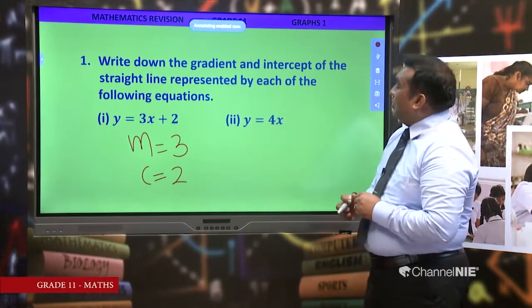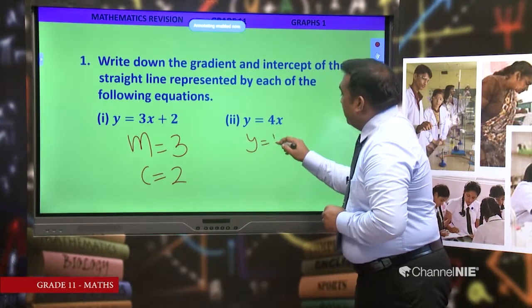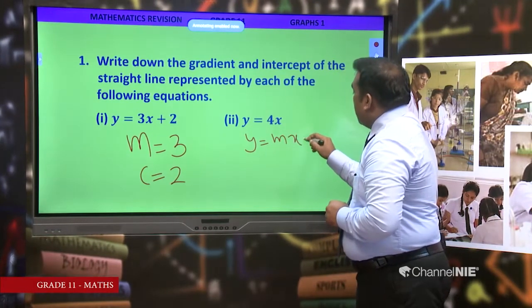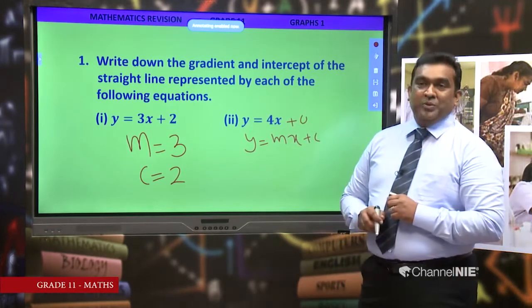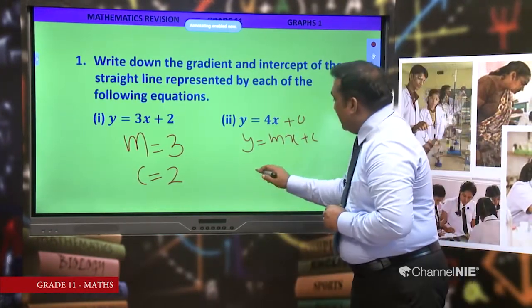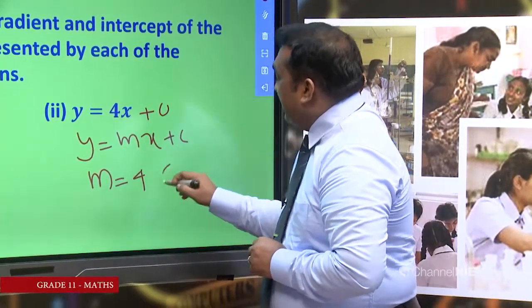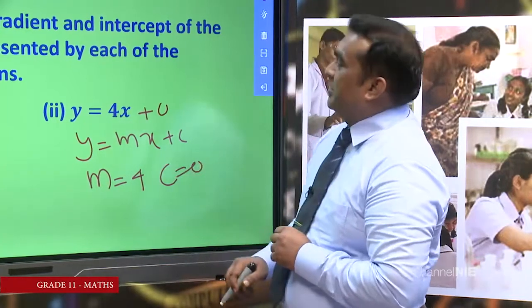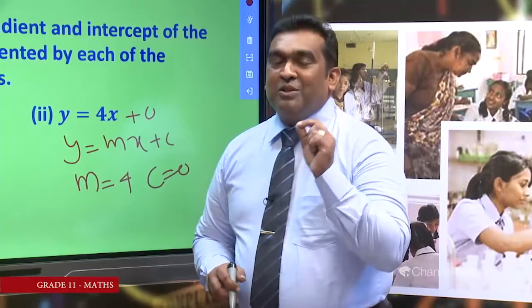Here y equals 4x. y equals mx plus c. Here you don't have c, therefore it is 0. What is the gradient there? Gradient equals 4. Here the intercept equals 0. That is how we find the gradient of the straight line.